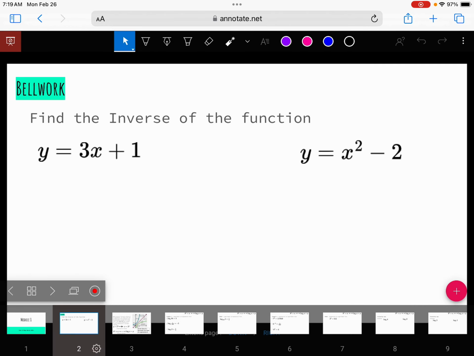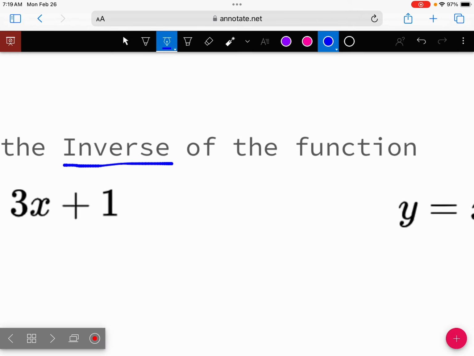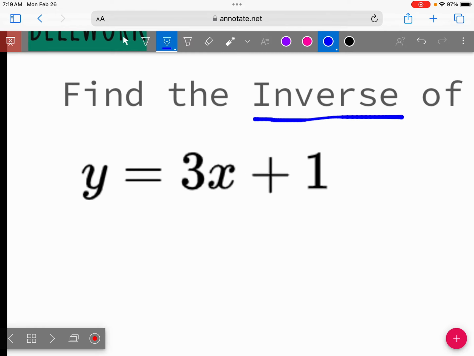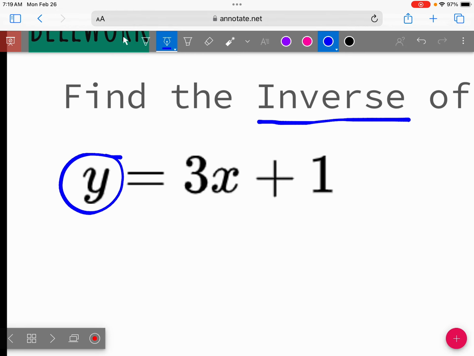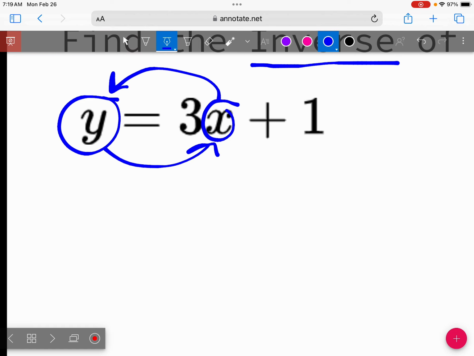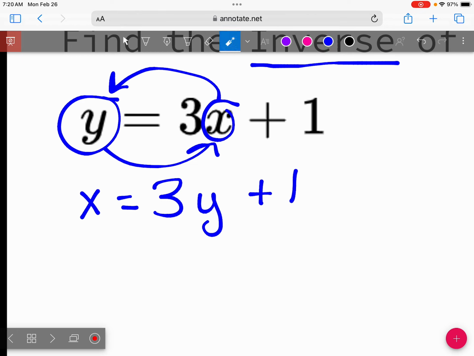So, first thing we're going to do is remember how to take an inverse. What do we do to get the inverse? Switch the x and y. So I'm going to find the letter y and the letter x, and we're going to make them change places. So we have x equals 3y plus 1. That is the step that makes the inverse.